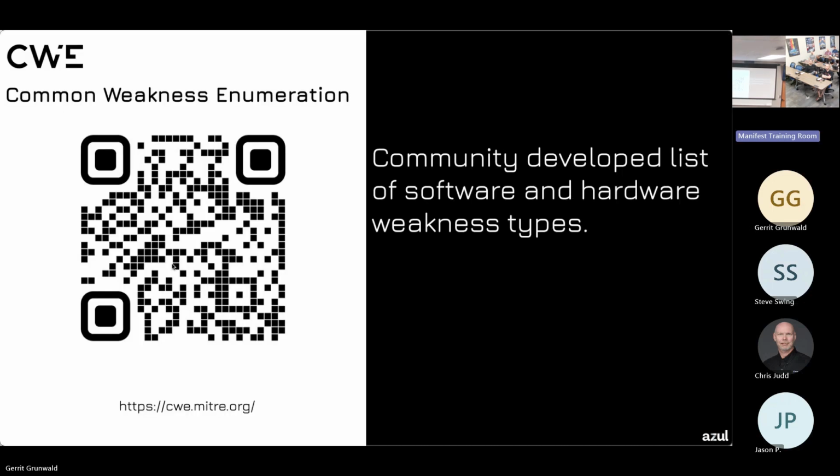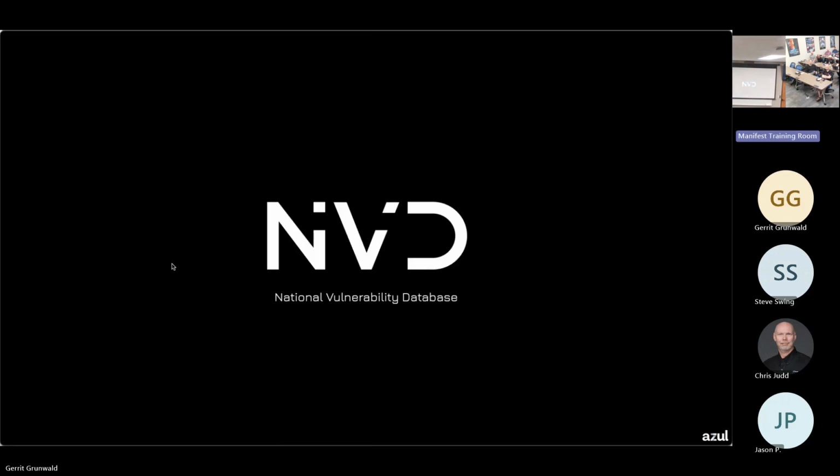So the first one I stumbled upon was this CWE, the Common Weakness Enumeration, which is a community developed list of software and hardware weakness types. And you can find it here under cwe.mitre.org. They have a list, and sometimes vulnerabilities have a specific CWE code, and you can look it up there. And that's the first thing. It's not that well known.